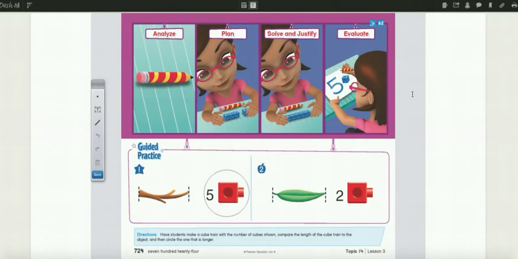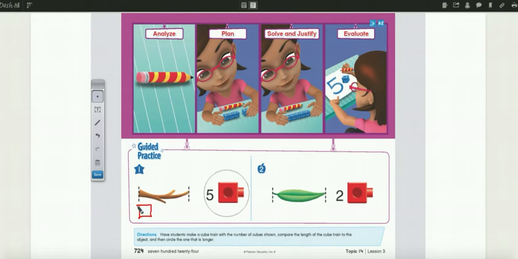Okay, so for number 1, it says, have students make a cube train with the number of cubes shown, compare the length of the cube train to the object, and then circle the one that is longer. We don't have any cubes right now, so I'm going to draw them. So here we have a stick, and here it says 5 cubes. So let's draw 5 cubes.